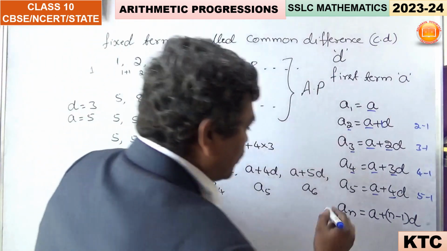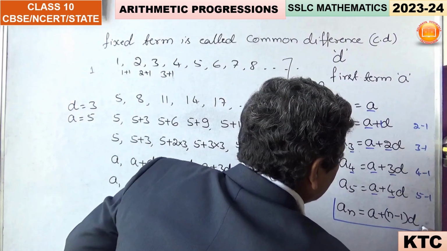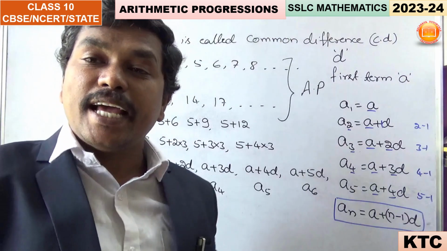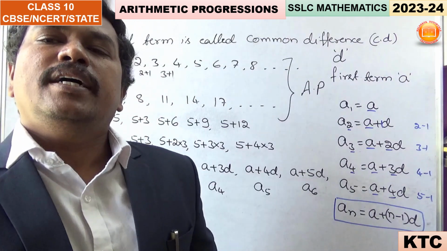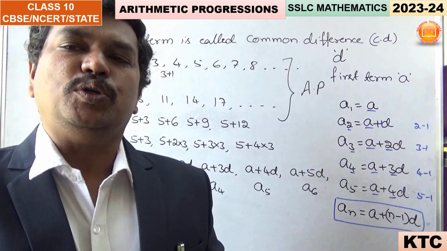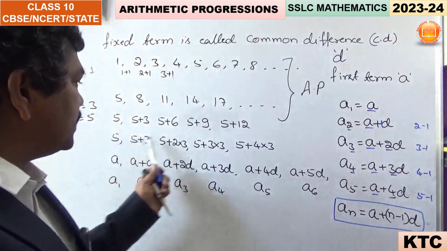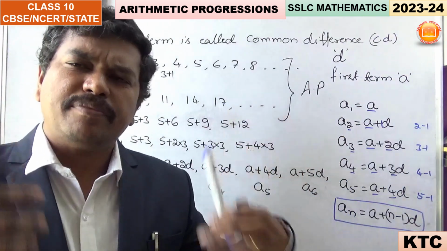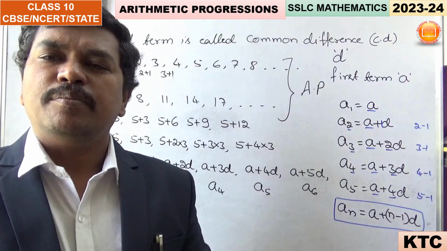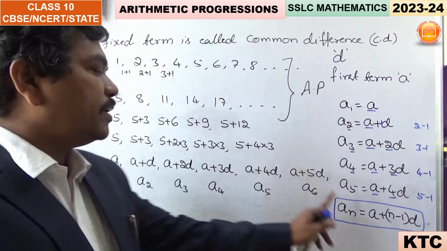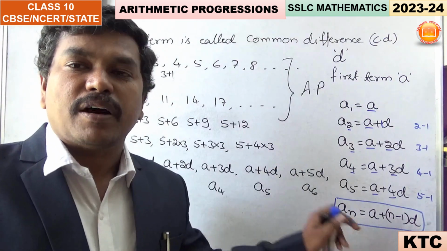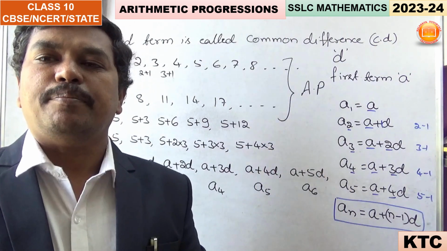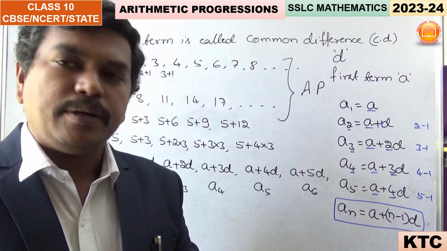By taking an example, this is the nth term of an arithmetic progression. Nth term means you have to find out any term of this series. It may be a 10th term, it may be a 15th term, or it may be a 20th term. Any term you have to find out by using this nth term general formula. This is the general formula for the nth term of an AP.